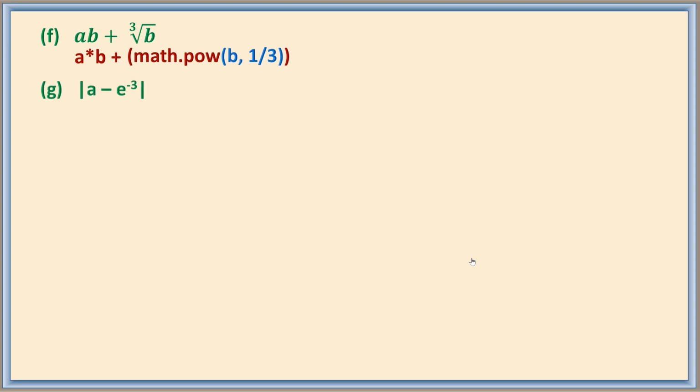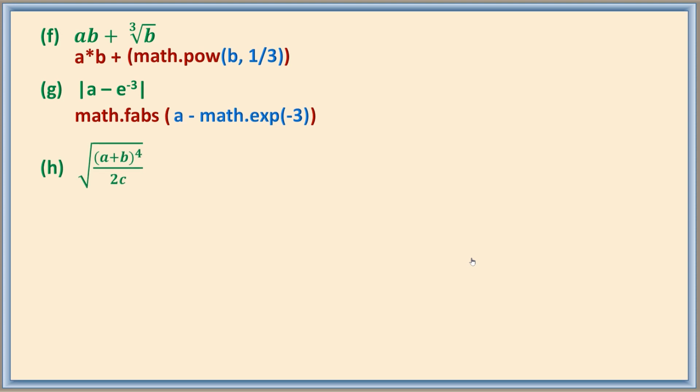Next we have a minus e to the power minus 3, which is enclosed within two vertical lines. This means absolute value in mathematics. So a minus e to the power minus 3 is the absolute value we need to take. We have a function to find the absolute value, which is fabs. So math.fabs of a minus math.exp of minus 3. So this is e to the power minus 3. We have exp as the function.